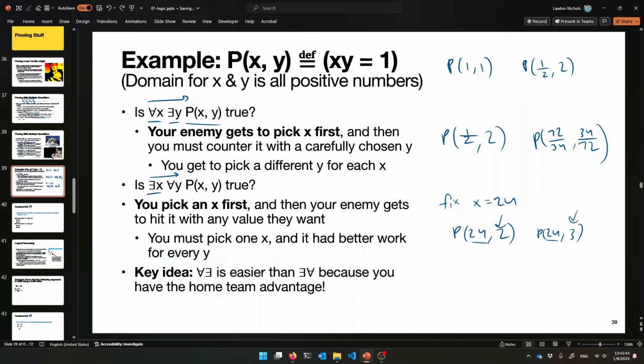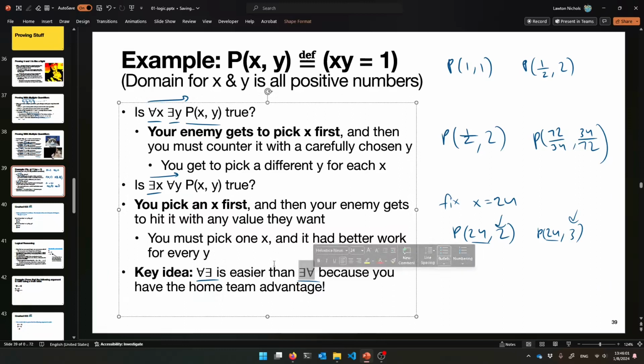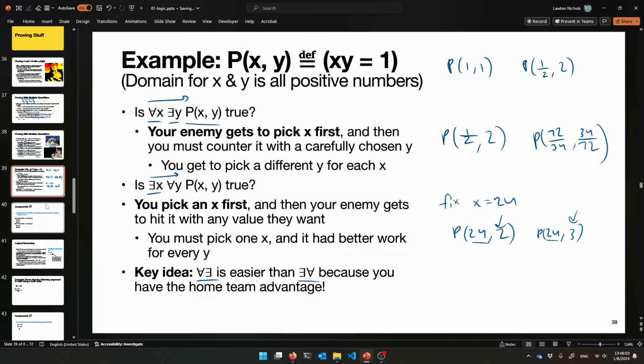So, with that in mind, hopefully you can see how this one was easier. We get to throw the second punch. For all there exists is easier than there exists for all, because you have the home team advantage. You get to go second. You get to counter each value of your enemy's thing. Whereas for this one, you got to pick something first, and it's got to work for everybody, which is a bit harder to do.